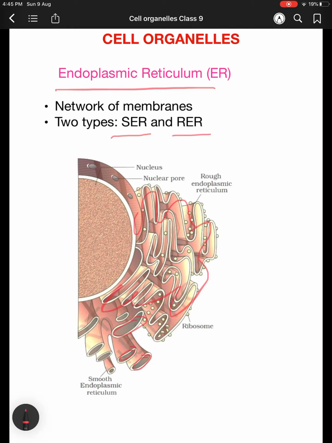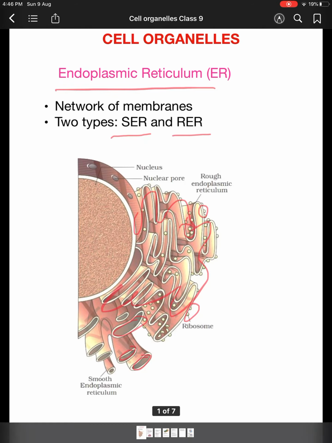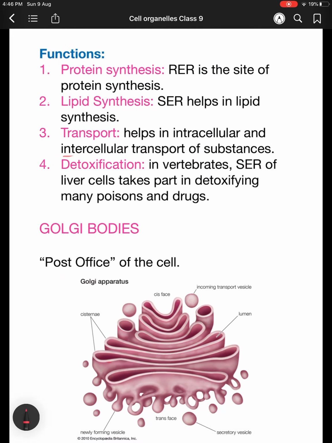On the other hand, rough endoplasmic reticulum is called rough because it has ribosomes on its surface, as you can see in the diagram. And these ribosomes, they are the site of protein manufacture. Some of these proteins and lipids help in building the cell membrane, and this process is known as membrane biogenesis.